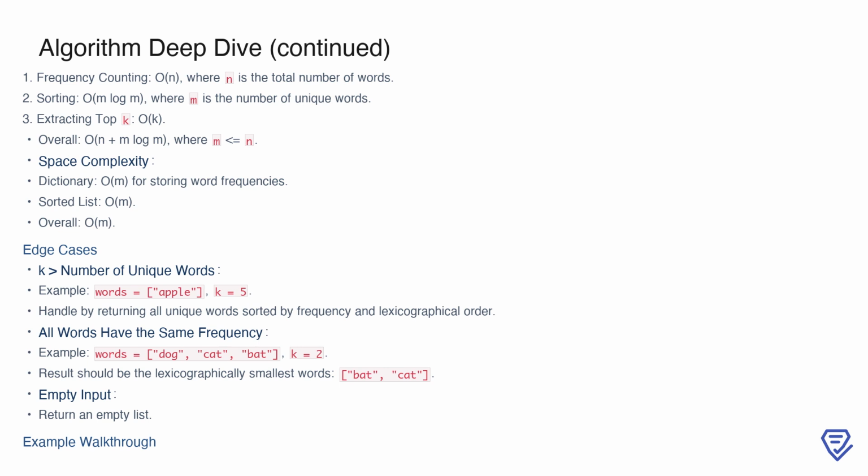It's also important to consider edge cases. For instance, if k is greater than the number of unique words, we simply return all unique words sorted by frequency and lexicographical order. If all words have the same frequency, we rely on the lexicographical sorting to determine the result. Finally, for an empty input, the output is naturally an empty list, as there are no words to process.